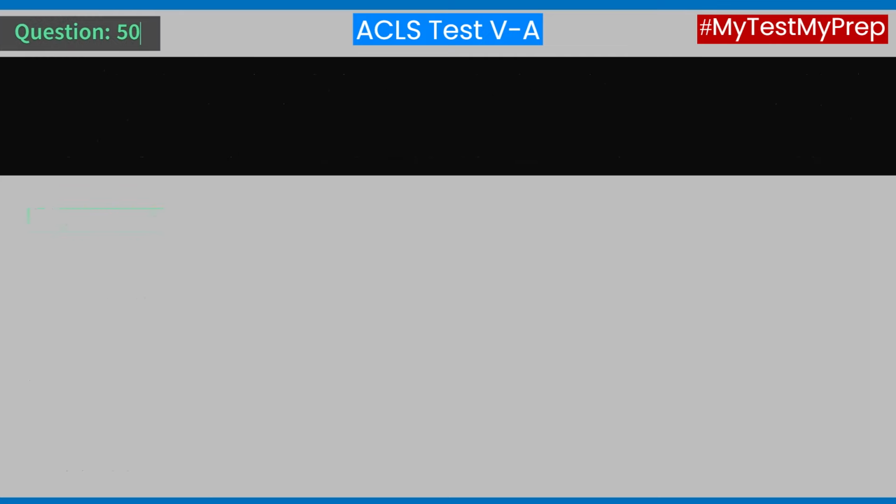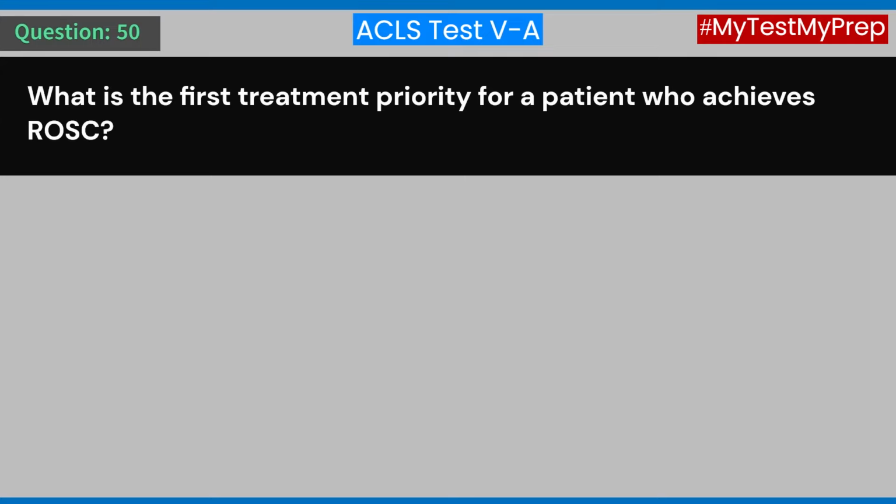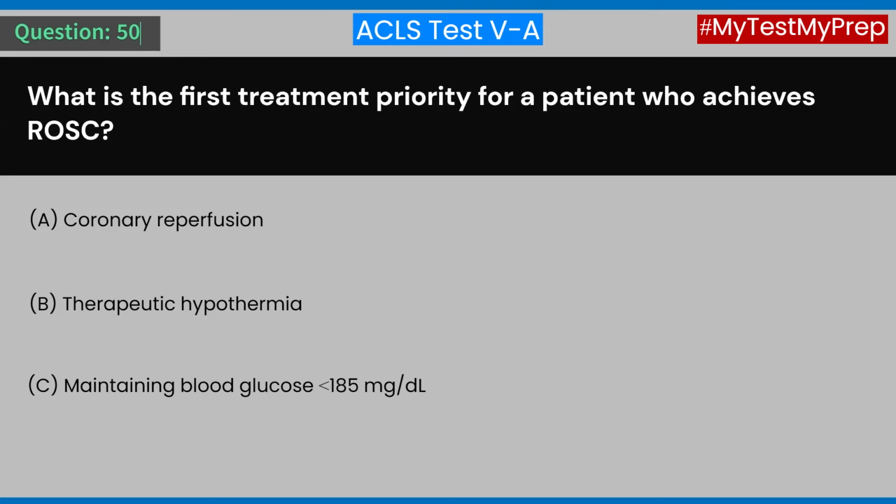Question 50. What is the first treatment priority for a patient who achieves ROSC? A. Coronary reperfusion. B. Therapeutic hypothermia. C. Maintaining blood glucose less than 185 milligrams per deciliter. D. Optimizing ventilation and oxygenation. Answer: D. Optimizing ventilation and oxygenation.